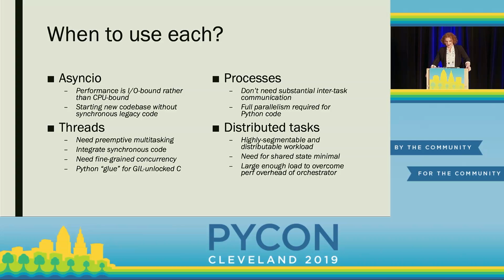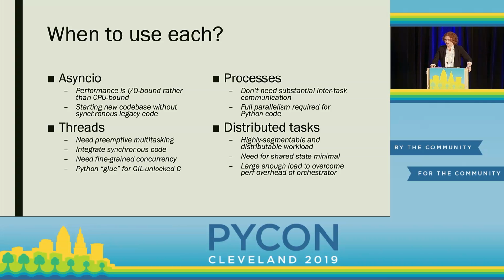Processes are also great if you need full parallelism for Python code specifically. If your program is implemented in a particular way in Python already, and you can think of an easy way to split the data apart, going to a multiprocessing model can give you a really quick, really easy performance win.